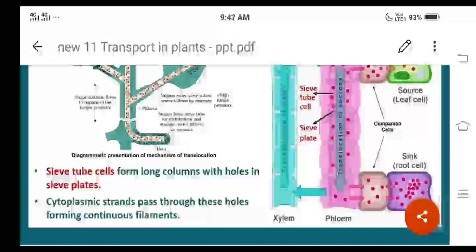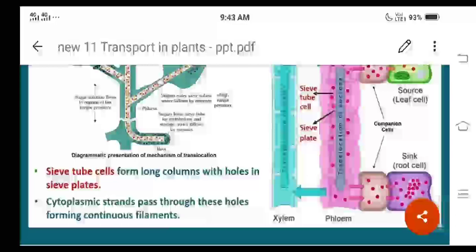What is the importance of these strands here? They are involved in the effective translocation of the food material. It means what here? The food translocation will become a little bit speedier, right? Cytoplasmic strands pass through these holes forming continuous filaments, and remember, they are proteinaceous in nature only. Where are they found? They are mainly found in the sieve tube cells only.